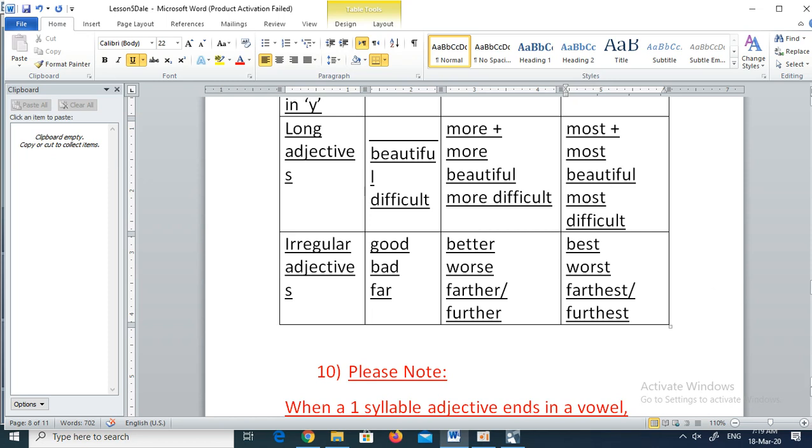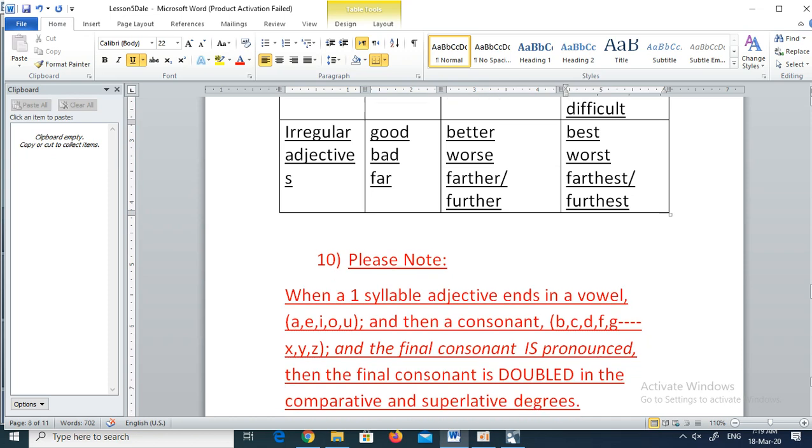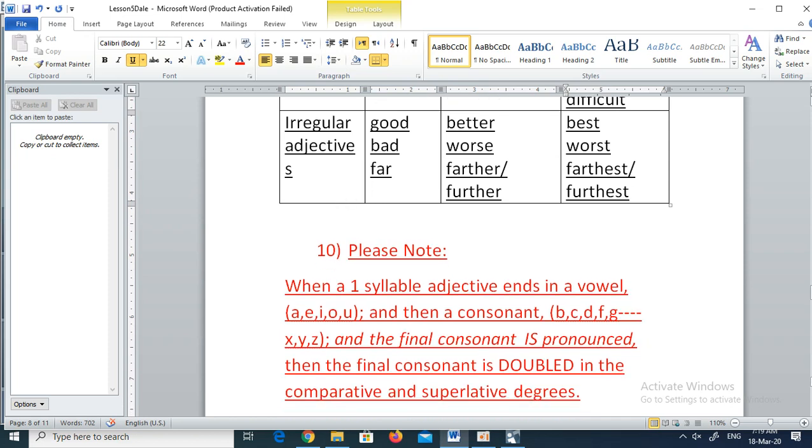The last group today are the irregular adjectives. Irregular means they do not follow a pattern. So there is no one rule that you can use for the irregular adjectives. You just have to know them and to remember them.